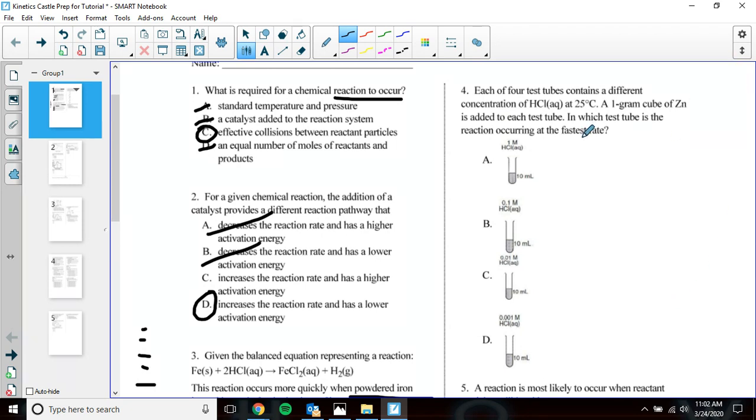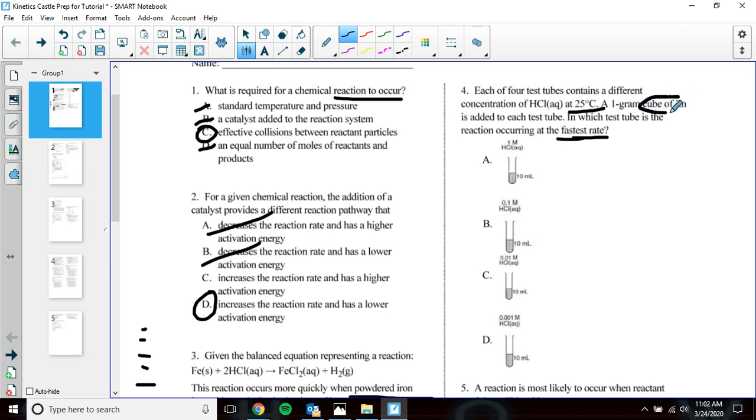Number four looks like it's going to be the same thing because it's talking about concentration. Each of the 4 test tubes contains a different concentration at the same temperature. I'm only changing one thing, concentration. If a gram cube of zinc is added to each test tube, in which test tube is the reaction going to occur the fastest? That's what I want to know.